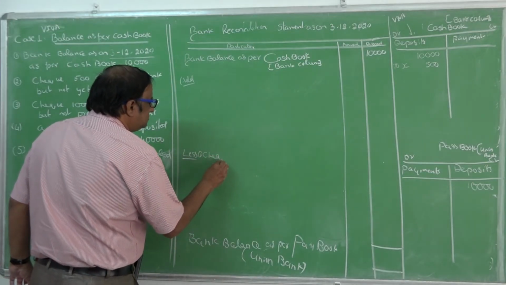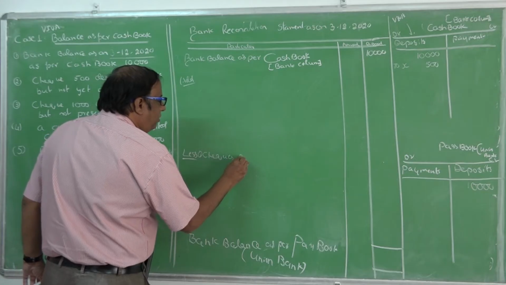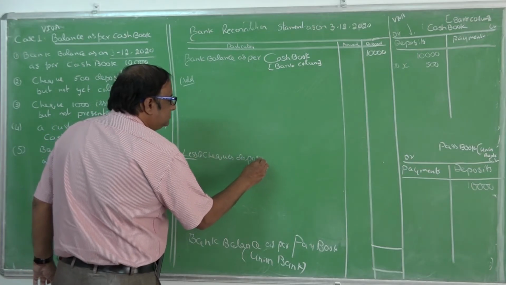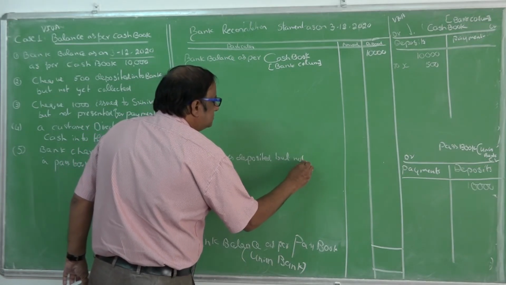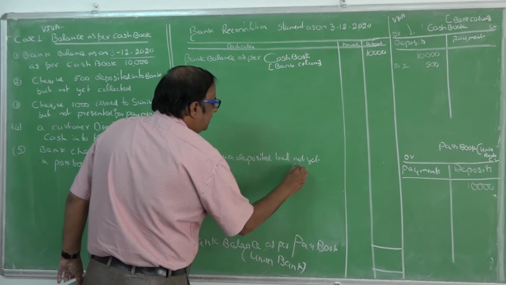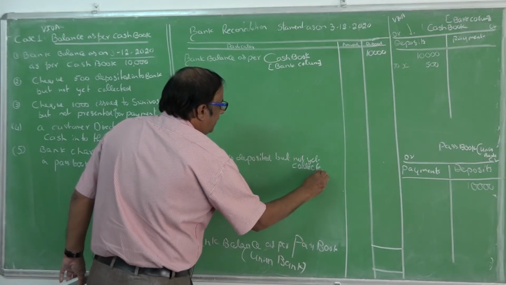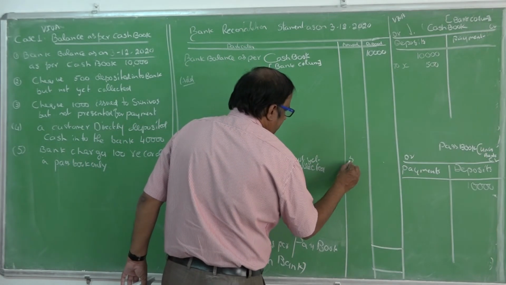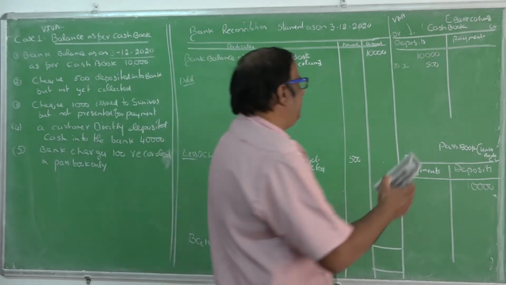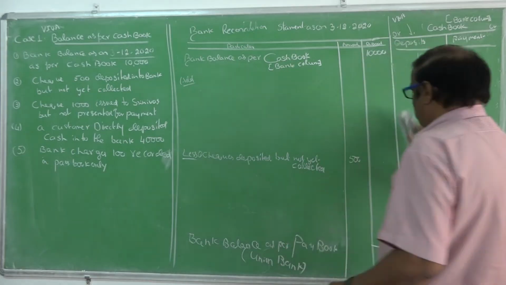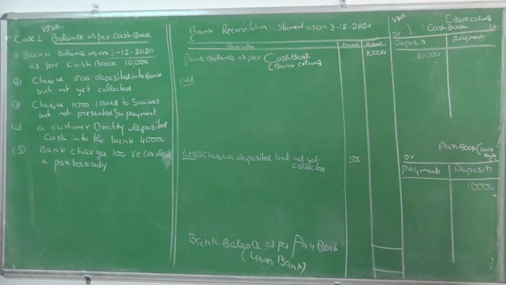Checks deposited but not yet collected. So I have to deduct this 500. So if I subtract the 500, then what happened? Then both are equal. So checks deposited but not collected, so here 500.